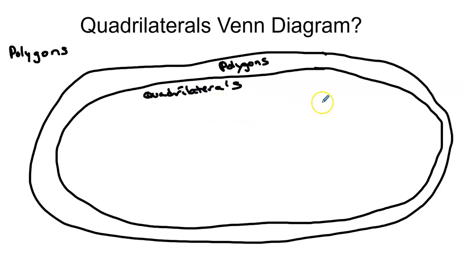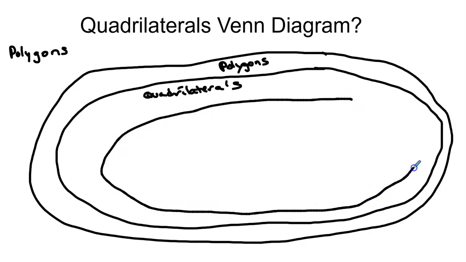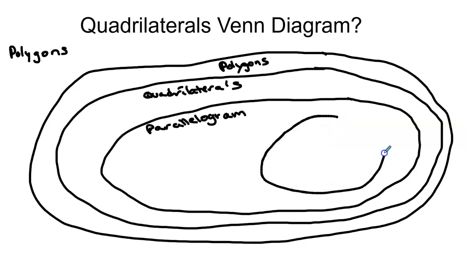A specific type of quadrilateral is a parallelogram, which is what we've been doing for the past couple days. Parallelogram. Now today we learned a specific type of parallelogram. We learned about a rhombus. So a rhombus is a parallelogram, which means that it's a quadrilateral, which means that it's a polygon, so on and so forth.